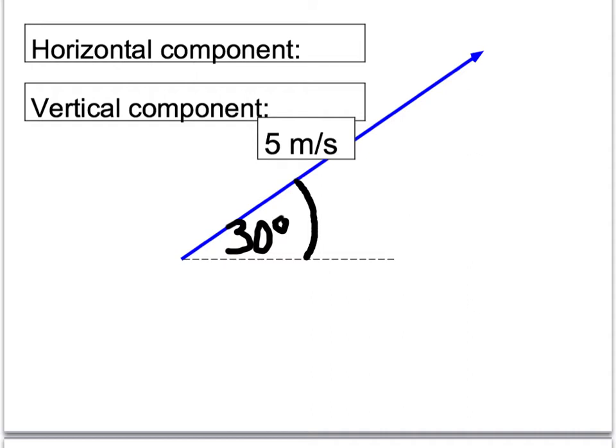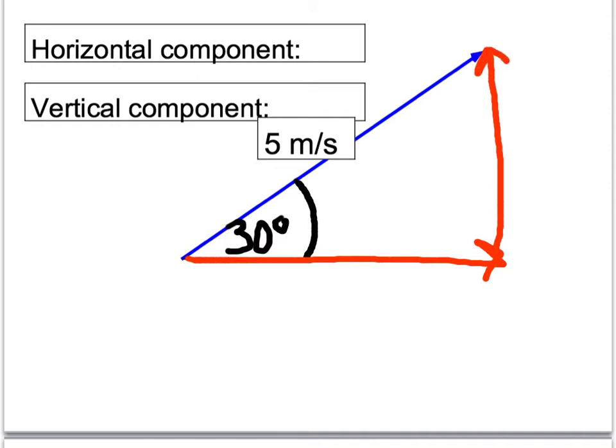Alright, so let's do this vector as an example. I'm going to divide it up into its horizontal and vertical components. And this time I will have to use trig to do that. So I notice that this vector has a magnitude of 5 meters per second and an angle of 30 degrees with respect to the x-axis.